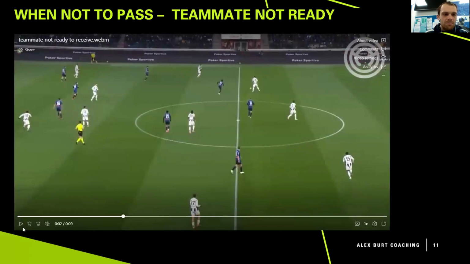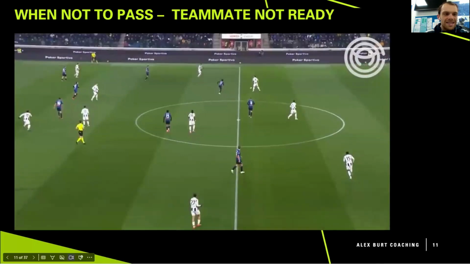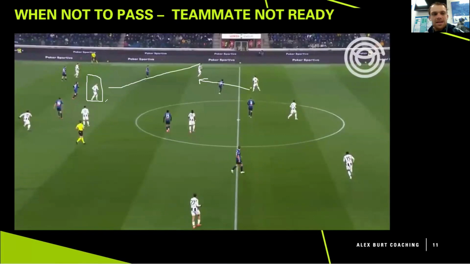So here, if we pay specific attention to this player who's trying to receive the ball, we can see how he does not appear to be ready to receive the ball. And as the ball gets played to the player who ends up trying to make that pass, you can see as he's looking that he's not peeling away from the defender. He's not dropping deeper into this space to receive. And so in this instance, that should be the trigger that actually he's not ready to receive the pass.